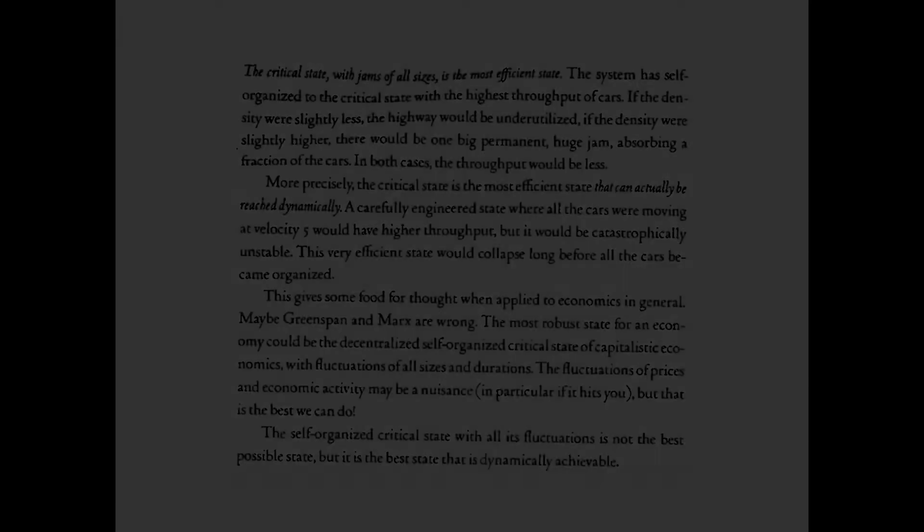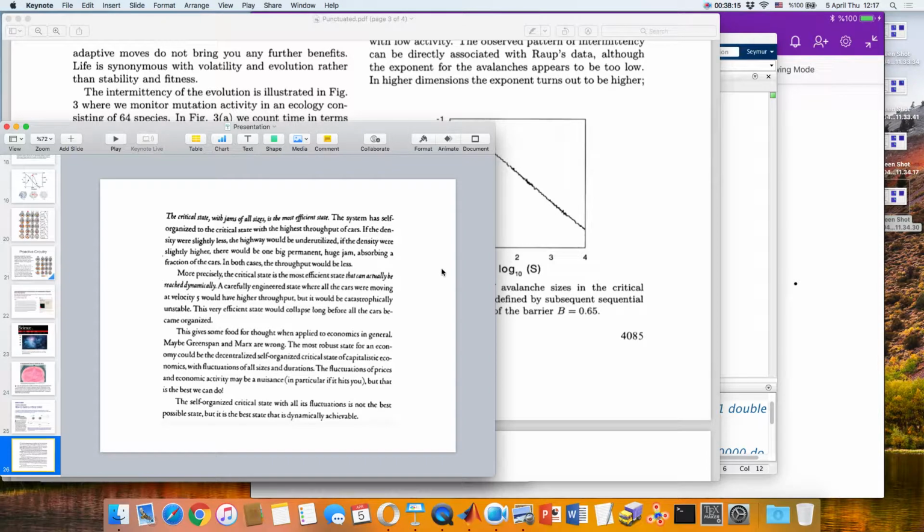Let people do what they want. Let everyone do what they want. Yes. So that Bitcoin thrives. Yes. I think he would appreciate Bitcoin a lot. The self-organized critical state with all its fluctuations is not the best possible state, but it is the best state that is dynamically achievable. That's the message here. This is something horrific. Horrific, right? You can't avoid catastrophes. Okay. Do you have any questions?